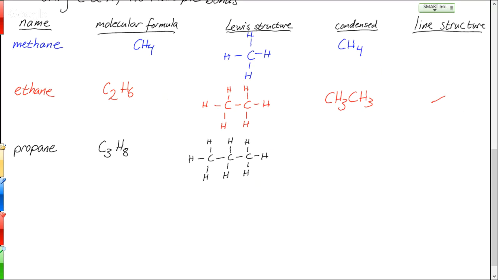So for the condensed structure, we are going to, again, condense the hydrogens onto their carbons. And that looks like this, CH3, CH2, CH3. Because this carbon has 3 hydrogens attached to it. This carbon has 2, and this carbon has 3. So 3, 2, 3. The line structure for propane looks like this. Supposed to be a straight line, that's why I keep deleting it there, okay.